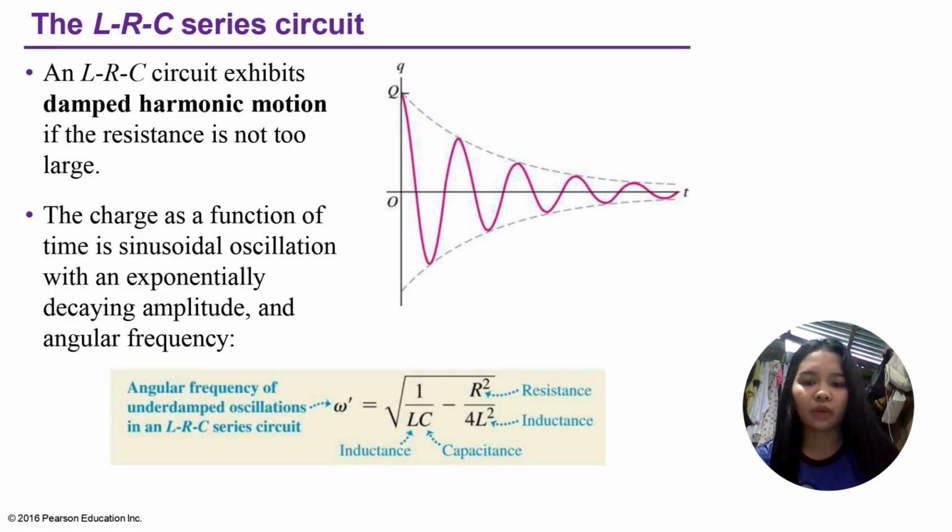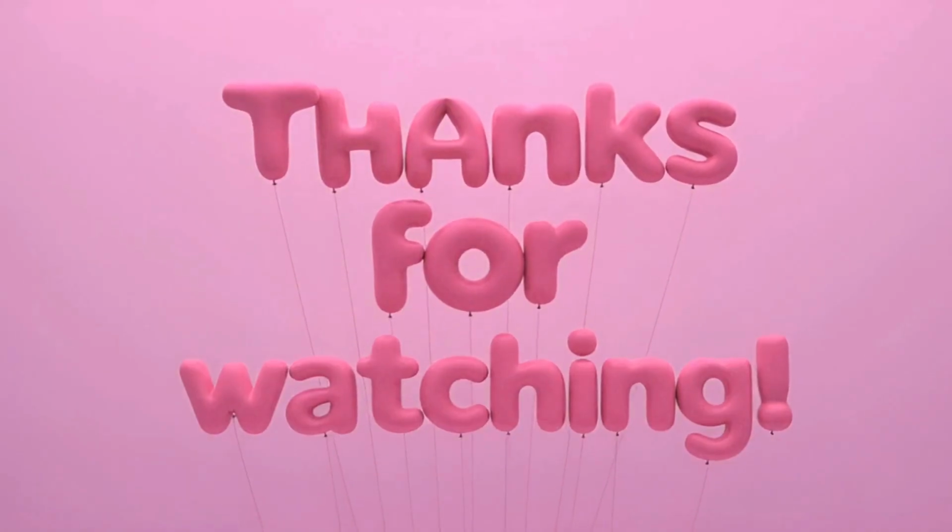So here, if R squared over 4L squared is equal to 1 over LC, the circuit is critically damped and the charge returns to zero as quickly as possible without oscillating. So the condition shown on this slide is for an underdamped circuit where oscillations occur but decay over time. And the behavior of the LRC circuit is crucial to understanding many real-world applications such as tuning circuits, radio, and television.